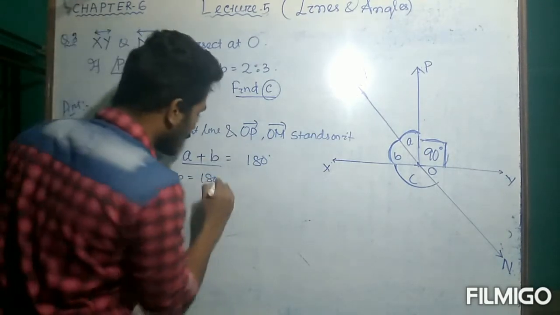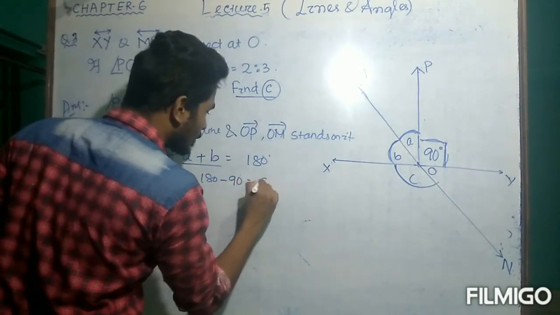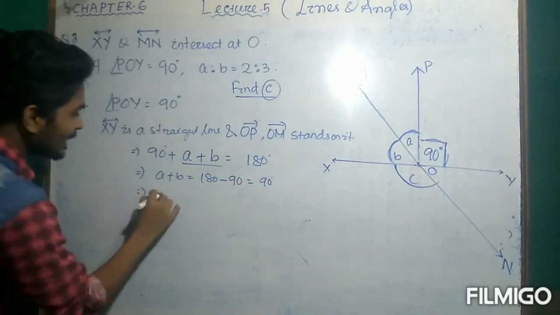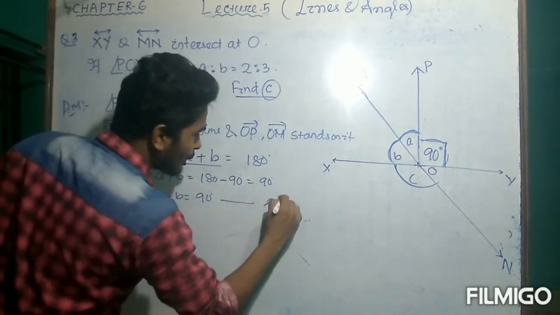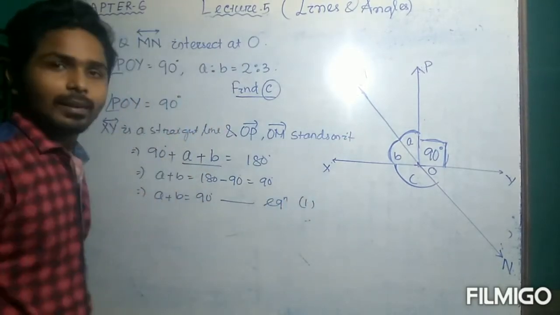This 90 should be taken to the right hand side. It will be 180 minus 90 is equal to 90 degree. So you get A plus B is equal to 90 degree. This is equation number 1.